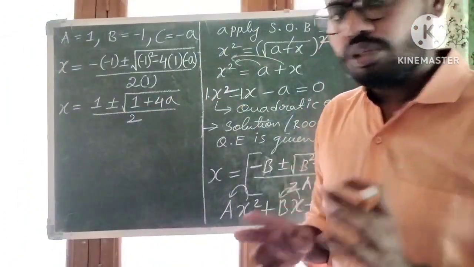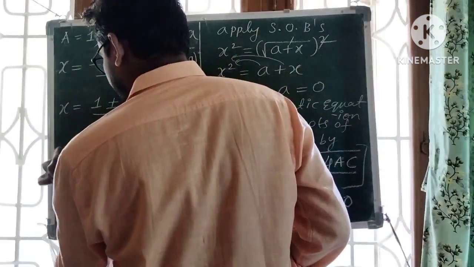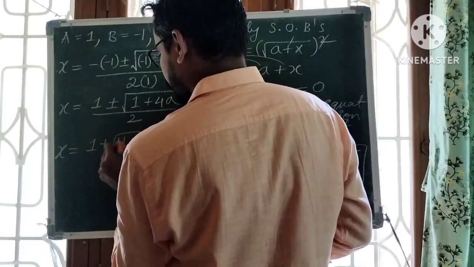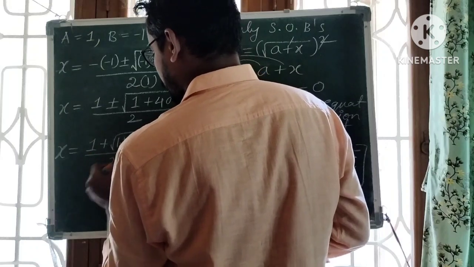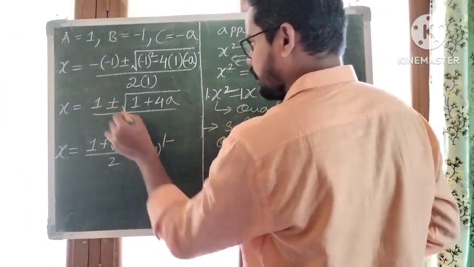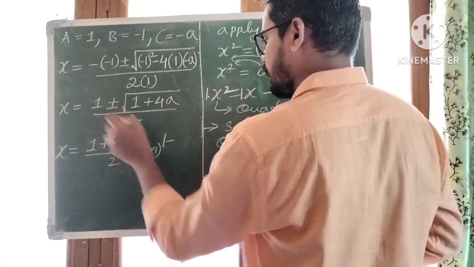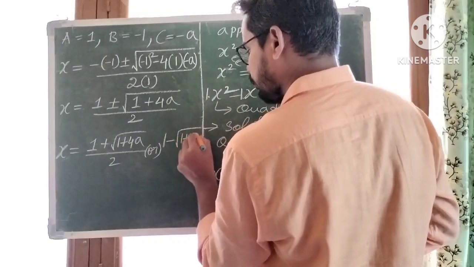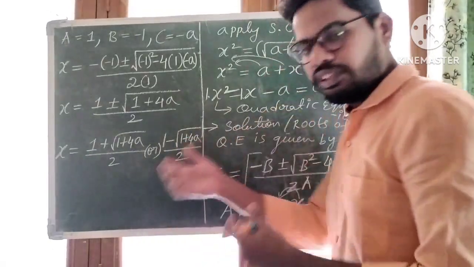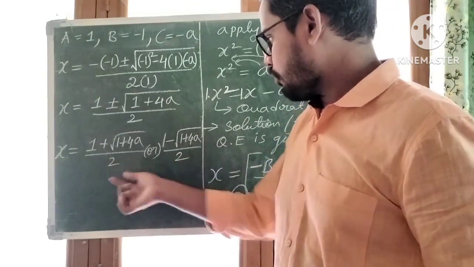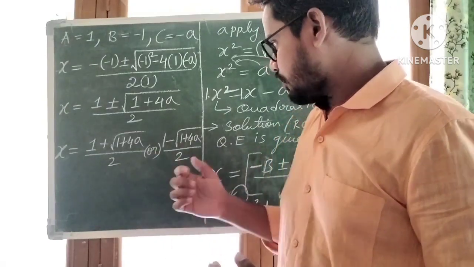Here we have two solutions. Solution 1 is taking the positive sign one time: 1 plus root over 1 plus 4a, by 2. And what is the other solution? Consider the positive sign one time and the negative sign another time: 1 minus root over 1 plus 4a, by 2. Now which one is correct? Among these two formulas, which one is the correct one?